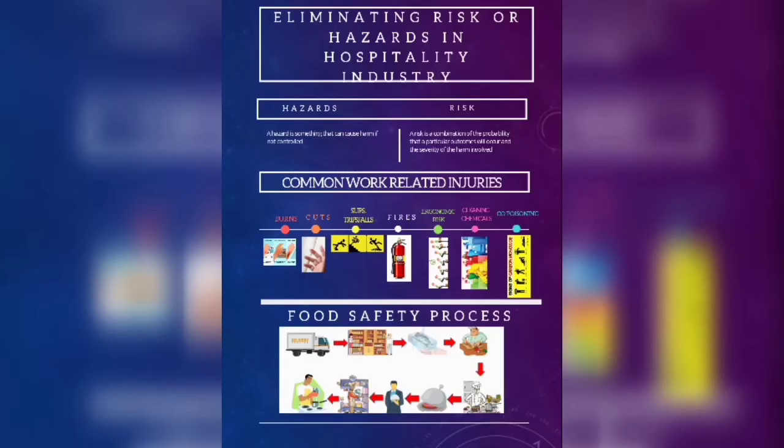This infographic shows how to eliminate risk and hazard in the hospitality industry. First is defining what a risk and hazard is, the common related injuries, and the food safety process.